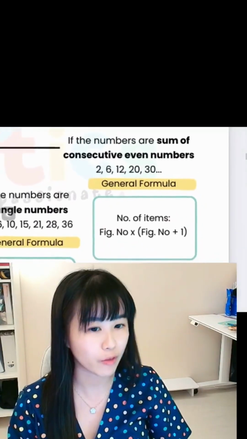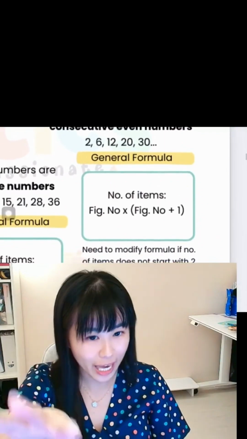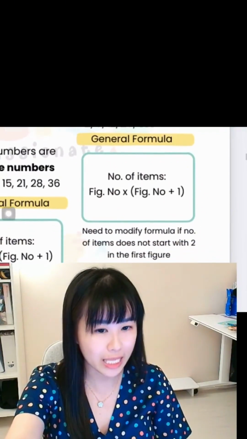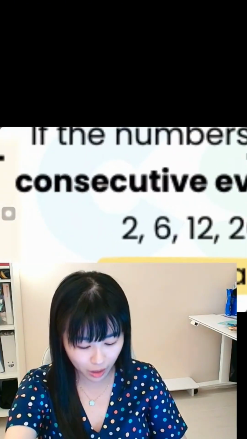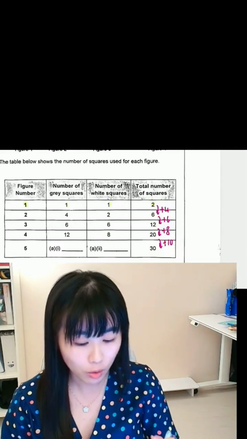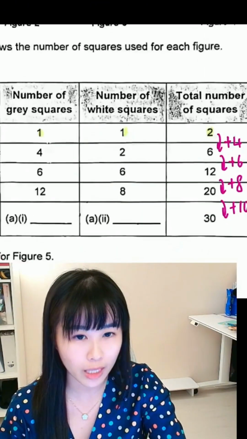So this one, the formula, right? Figure number times figure number plus 1. But the catch to be able to apply this formula is that you must start with 2. Here, you must start with 2 in the first number. If you didn't start with 2, you cannot use this. So let's try whether this formula work or not. Okay, let's go back to this question.